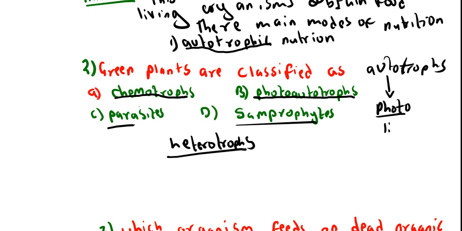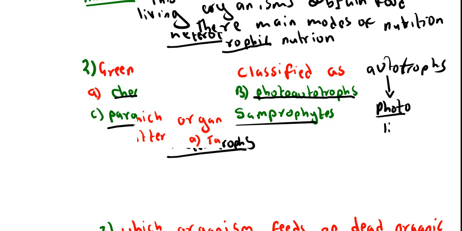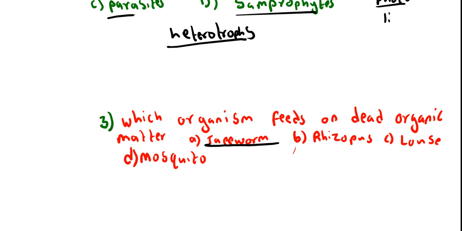Then we've got question 3. Which organism feeds on dead organic matter? Other books will put it as which organism feeds on dead, decaying organic matter. We've got a tapeworm, a rhizopus, a louse, and a mosquito. A tapeworm is a parasite. Specifically, it is an endoparasite, located inside the body of the host, whilst exoparasites are located on the outside of the body of the host.